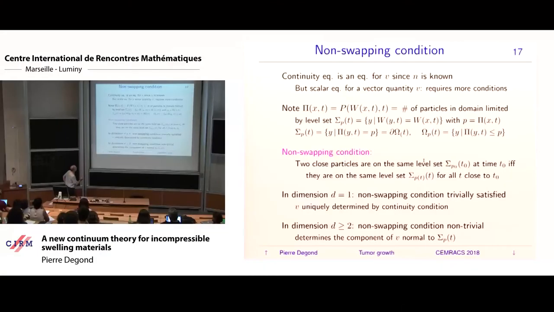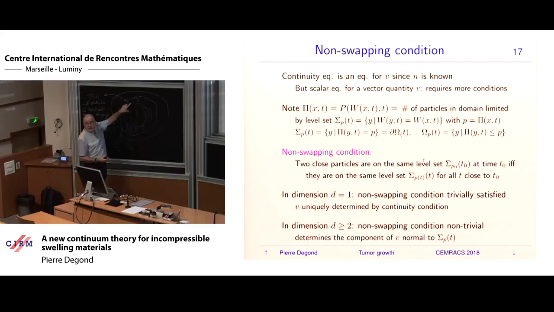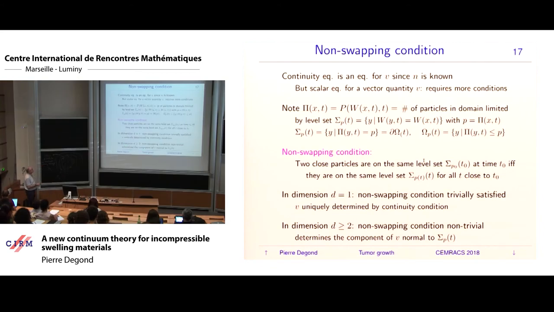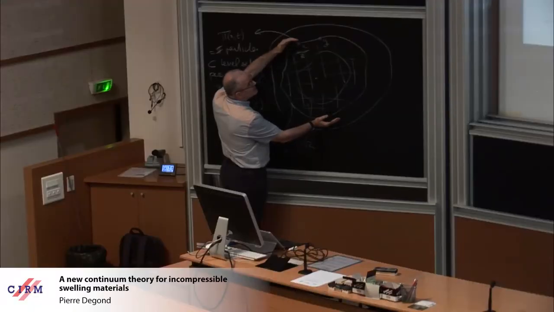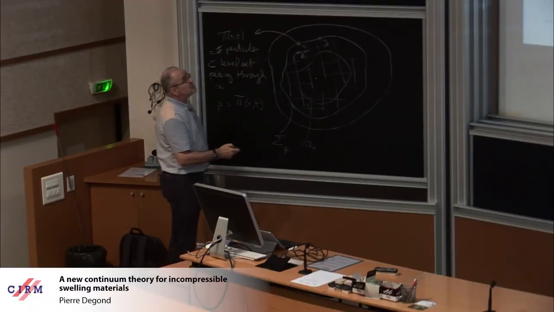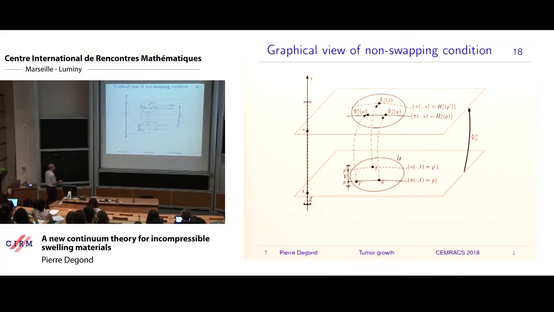And so this is basically the expression that I wrote here, that we are assuming that we stay on the same level set or not, according to whether we were on it or not at the initial time. In dimension one, this condition is basically empty. However, in dimension larger than two, this condition carries content. And the content is the one that I said at the beginning, that the function pi is constant in the motion of the particles, right? So this is basically the same illustration as this one with two different times.